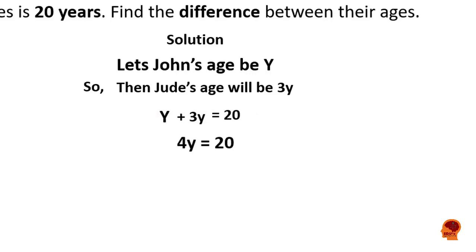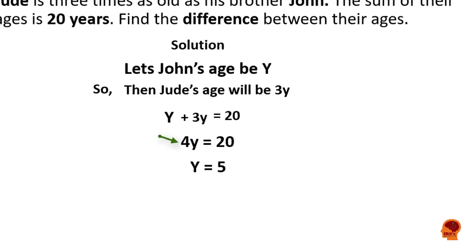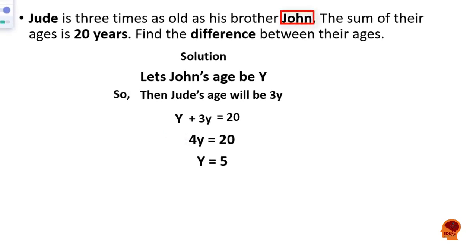And now to find y, we divide both sides by the coefficient of y, which is 4. And then we have y equals 5. Now do not forget, it says let John's age be y. So it means John is 5 years. So if John is 5 years, how old will Jude be?